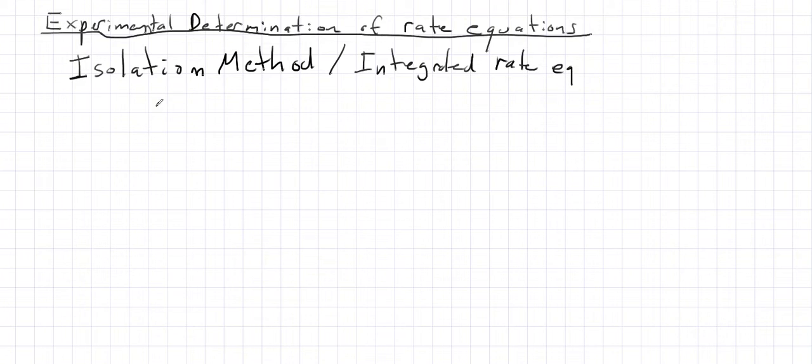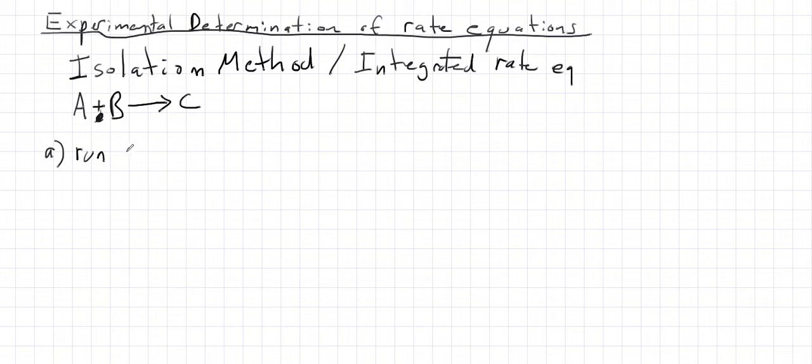Imagine we have a reaction A plus B going to C, and we don't know if it's first, second, or zeroth order in A and B. One way we could do this is to look at the integrated rate equation. It's a little difficult since we have two reactants, so we can break this into steps. This works especially well if these are liquids, but we can do it even if they're not.